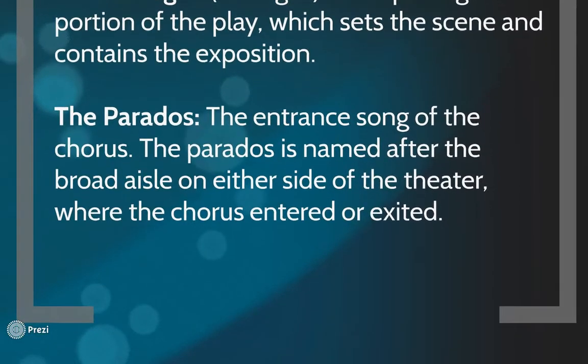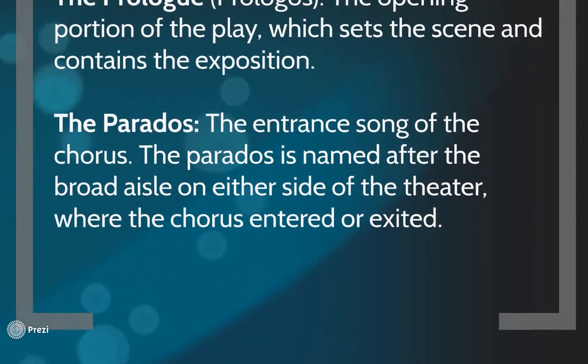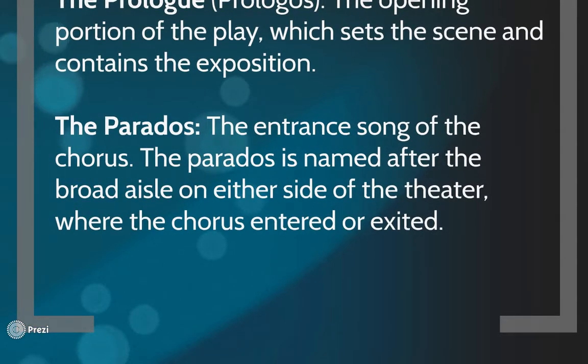After the prologue, you have this thing called the parados. The parados is a song sung by the chorus where they're giving their own 2 cents about what's going on. There's an aisle on each side of the theater that the chorus comes in from. That aisle is called the parados, and that's why this part gets that name. It's the first time that you see the chorus. They come in, give their little 2 cents, and then you get into the actual action of the play.